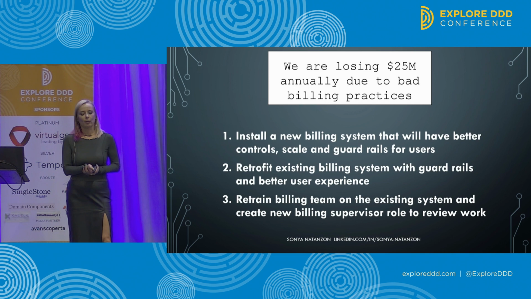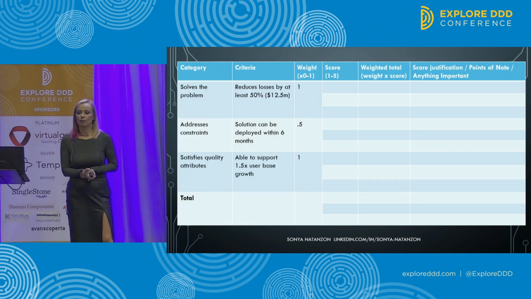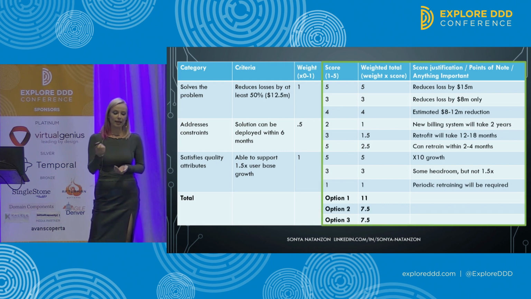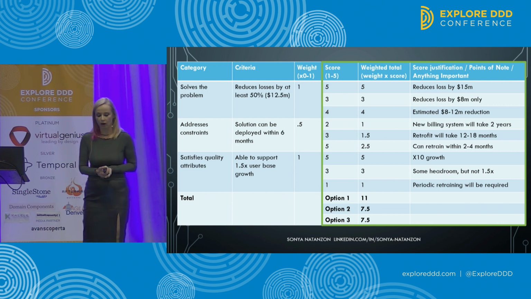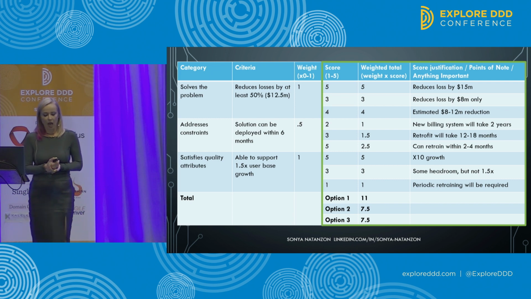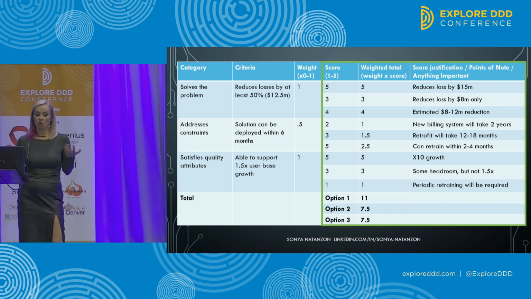If you remember our problem statement and our 3 solution options, here's at least partial criteria that we're going to score, that we're going to weight, and then sum up those weighted totals on a scorecard. And we find something really interesting here with these weighted totals. We have 2 options that score the same. So our people and process solution ends up scoring the same as a retrofit of our existing billing system.